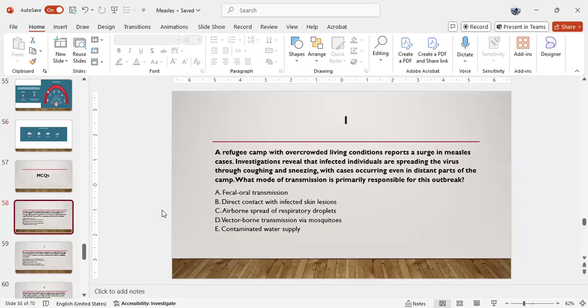A refugee camp with overcrowded living conditions reports a surge in measles cases. Investigations reveal that infected individuals are spreading the virus through coughing and sneezing, with cases occurring even in distant parts of the camp. What mode of transmission is primarily responsible for this outbreak? A. Fecal-oral transmission. B. Direct contact with the infected skin lesions. C. Airborne spread of respiratory droplets. D. Vector-borne transmission via mosquitoes. Or E. Contaminated water supply.